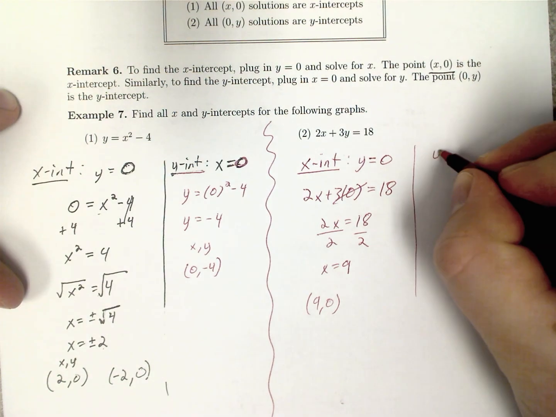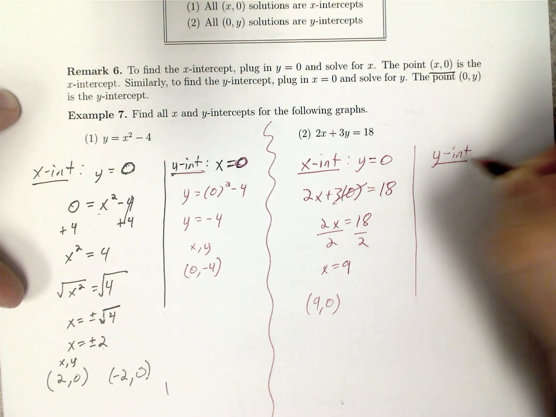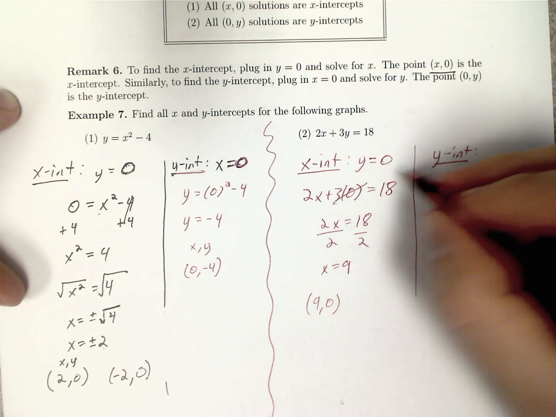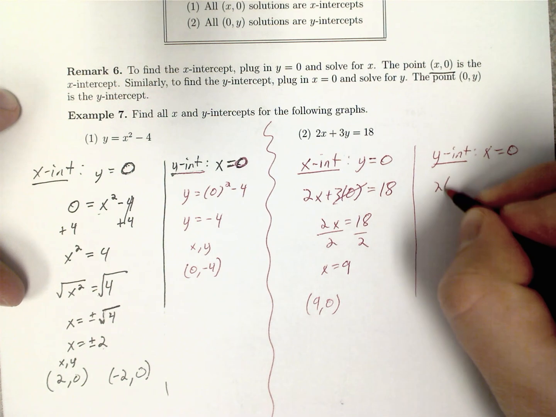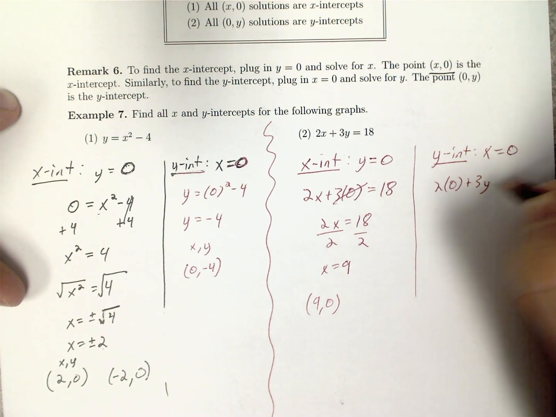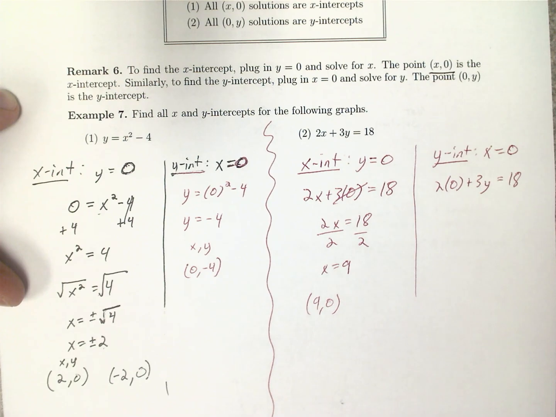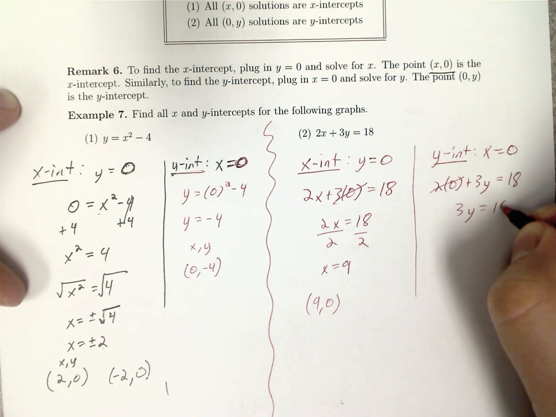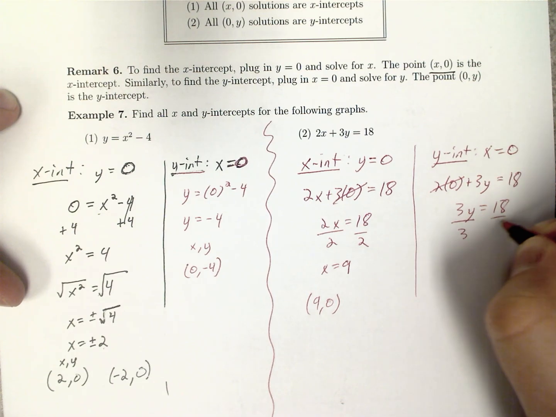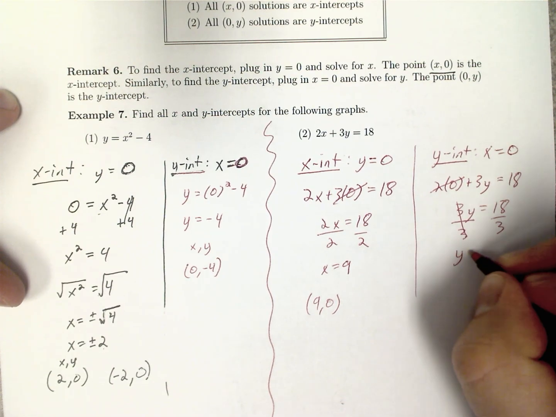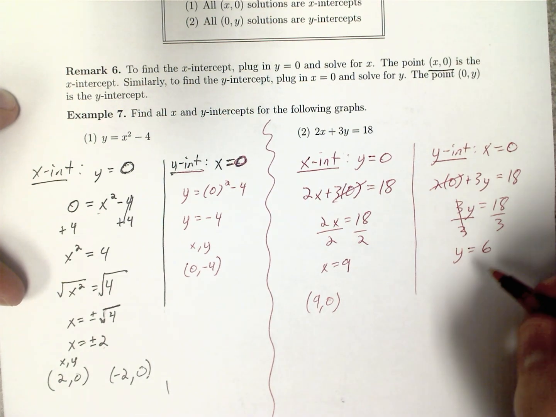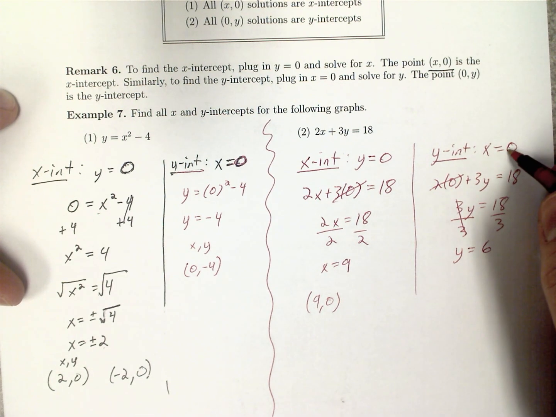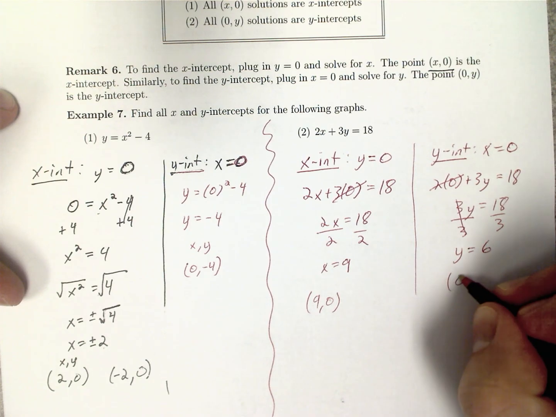Now let's do the y-intercept. We plug in 0 for our opposite variable. And then we have 2 times 0 plus 3 times y equals 18. Well, that goes away. And we're left with 3y equals 18. We can divide both sides by 3 to get y equals 6. Again, intercepts are points. And points are always written x then y. X is 0, y is 6. So (0, 6).